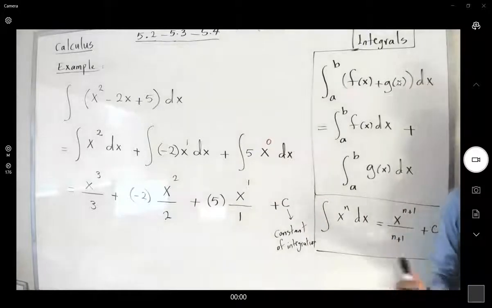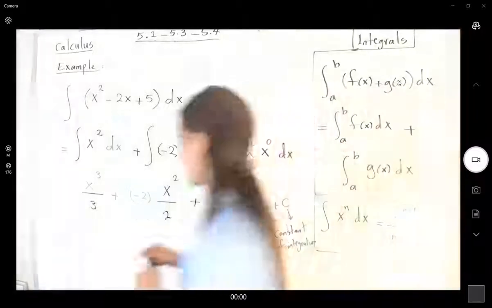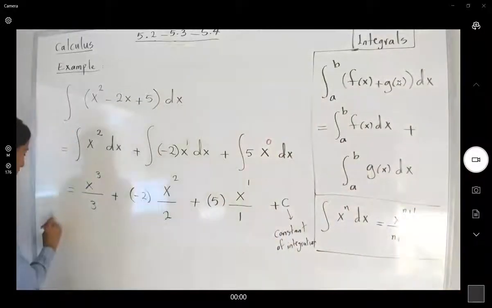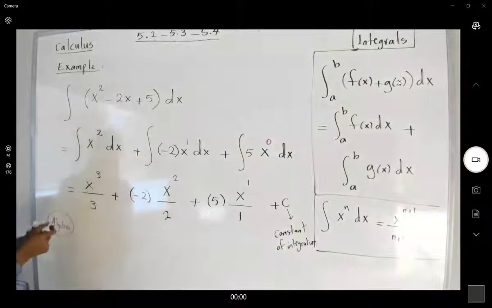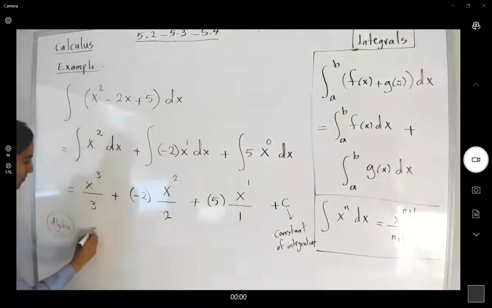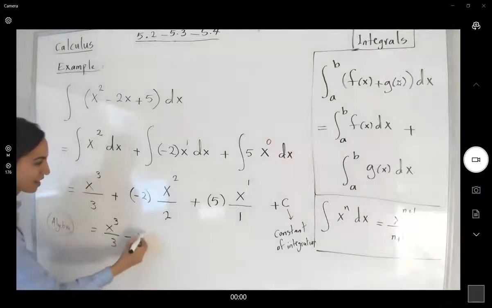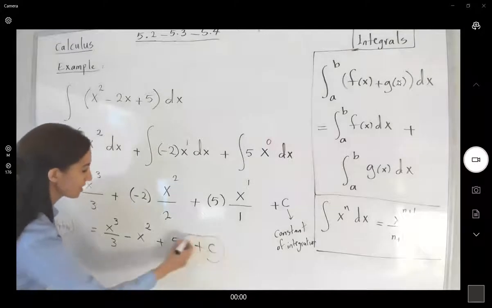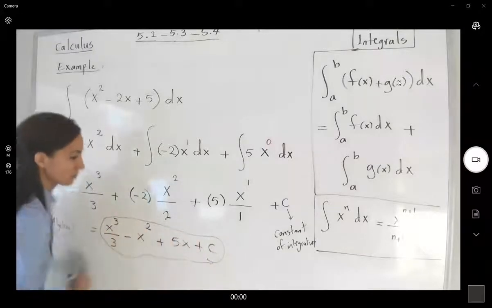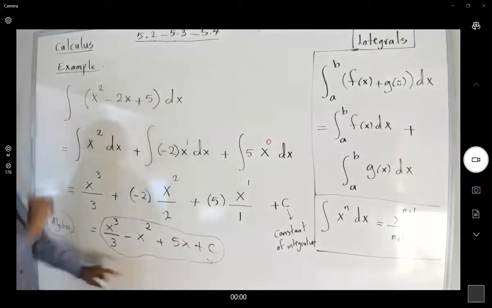We're done with the calculus part. The rest is algebra. So algebra says we can simplify this guy. Here you can write it as x cubed divided by 3 minus x squared plus 5x plus c. This is the antiderivative of this function.